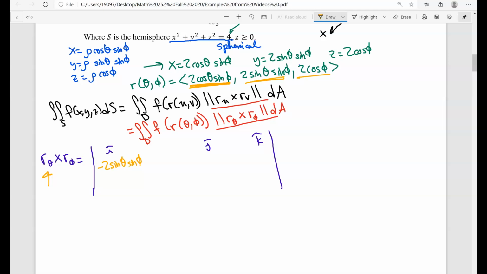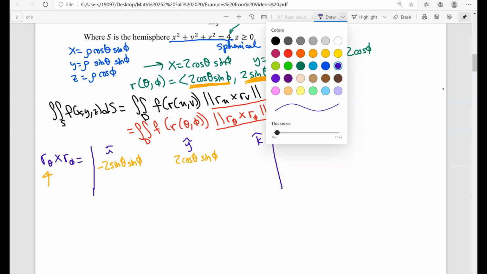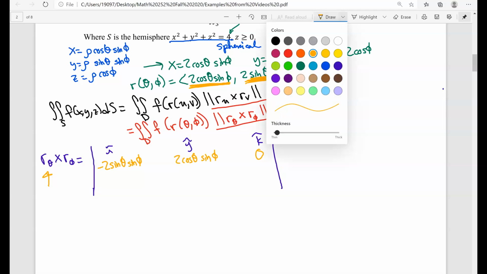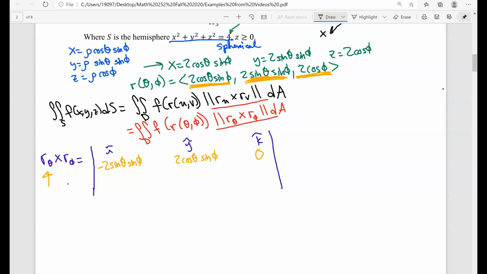Then I'm going to look at the next component and take the derivative with respect to theta. That's only this guy, so the derivative of sine theta is cosine theta. So I'm going to have 2 cosine theta sine phi. Let me write the j this way. Now we're going to take the partial derivative of the third component with respect to theta. Well, there's no thetas there, so this is a constant, so it's going to be 0.